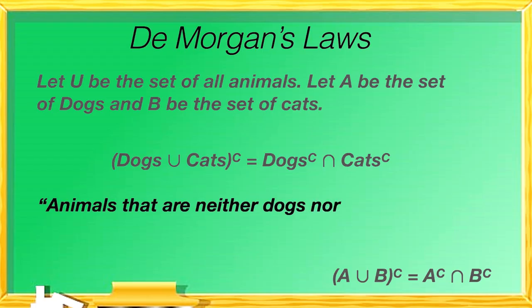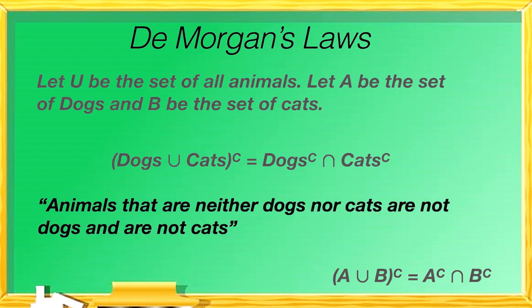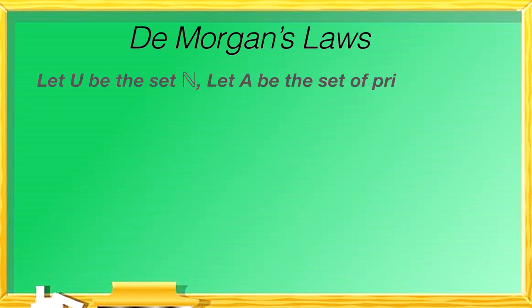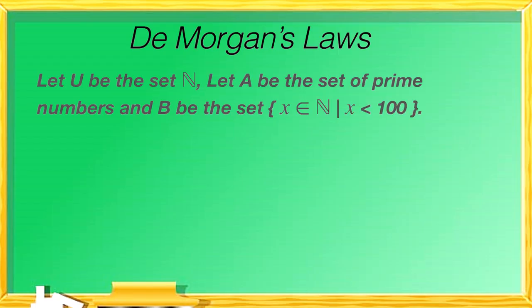Animals that are neither dogs nor cats are not dogs and are not cats. You can see that this makes sense logically. To illustrate the second law, if U is the set of natural numbers, let A be the set of prime numbers and B be the set of X in the natural numbers such that X is less than 100.